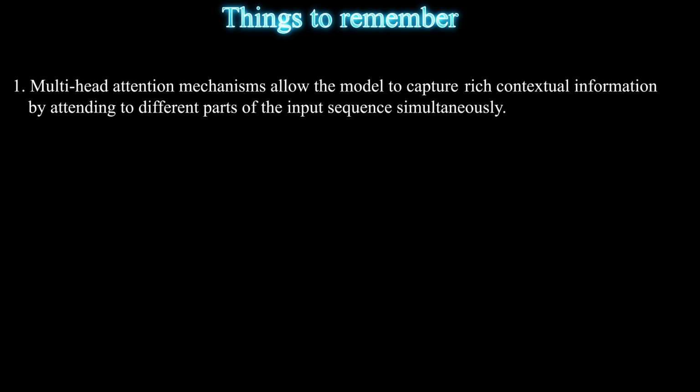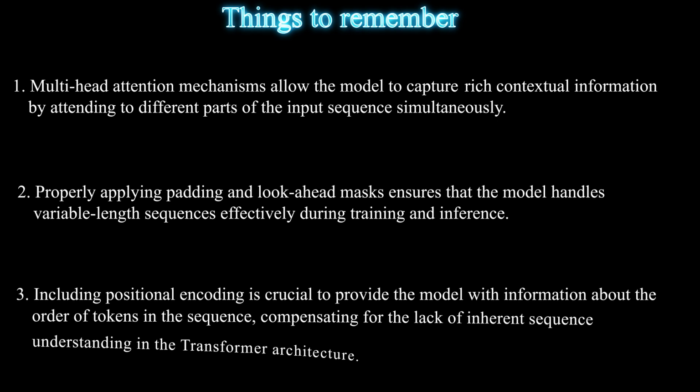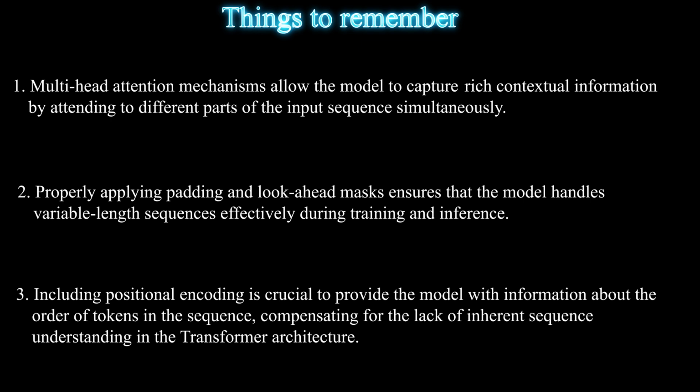And here are 3 things you can remember from this video. Multi-head attention mechanism allows the model to capture rich contextual information by attending to different parts of the input sequence simultaneously. Properly applying padding and look-ahead masks ensures that the model handles variable length sequences effectively during training and inference. Including positional encoding is crucial to provide the model with information about the order of tokens in the sequence, compensating for the lack of inherent sequence understanding in the transformer architecture.